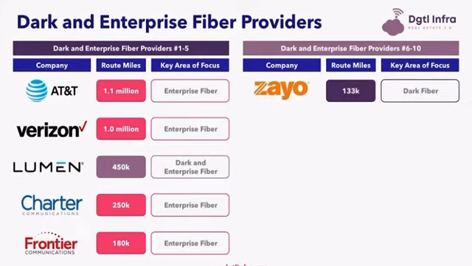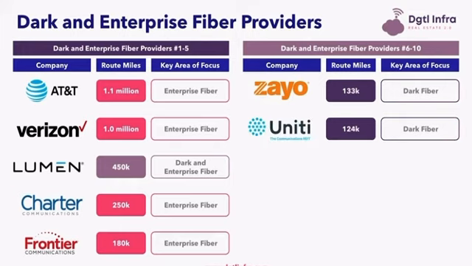The sixth fiber provider shown is Zayo, with 133,000 fiber route miles. Zayo's key area of focus is dark fiber, which comprises 1/3 of its fiber revenues, and enterprise fiber, which comprises 2/3 of its fiber revenues. Although Zayo generates more revenue from enterprise fiber, its dark fiber business is quite significant amongst the industry.